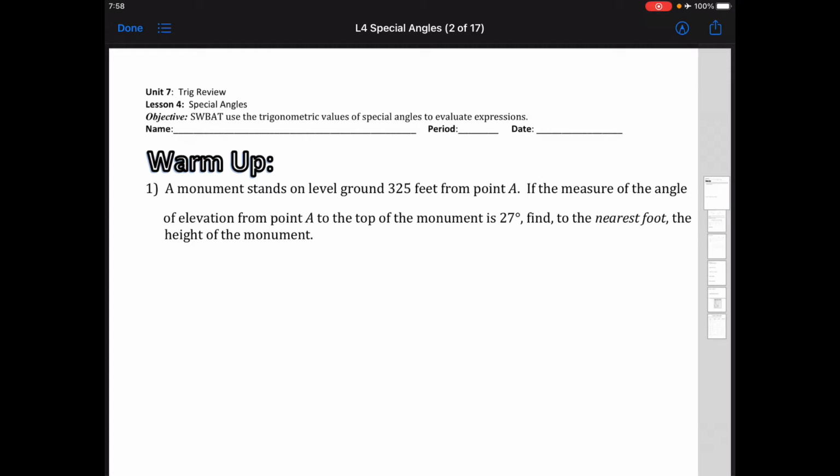Our topic today is the special angles. So I want you to pause the video and try the warm-up. Make sure to draw pictures when you're working on your warm-up.